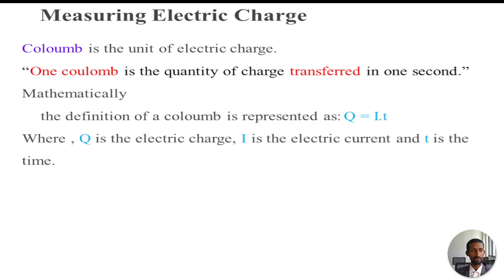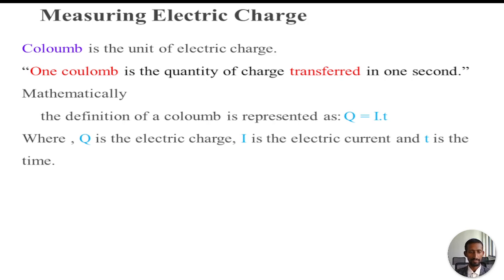How can we measure electric charge? Coulomb is the unit of electric charge. What does 1 coulomb mean? 1 coulomb is the quantity of charge transferred in 1 second. Within a short period of time, that is 1 second, how much charge is transferred? This indicates 1 coulomb. Mathematically, charge is represented as Q, which is equal to current times T.